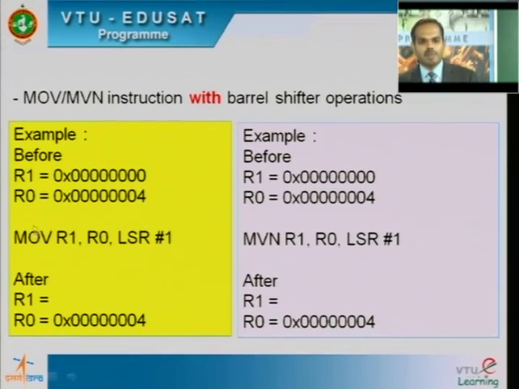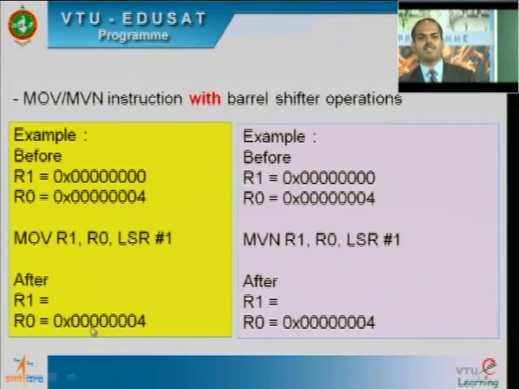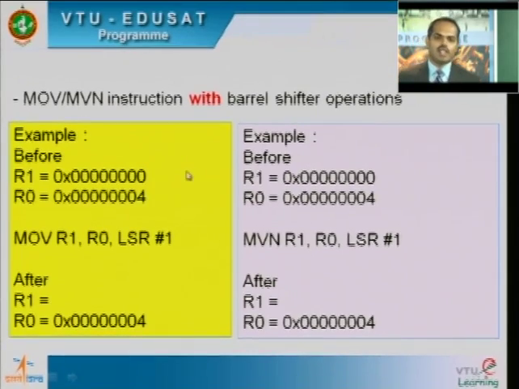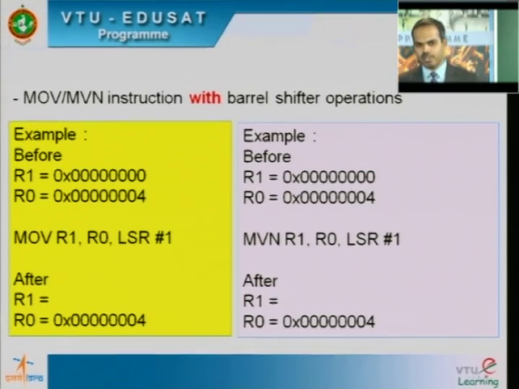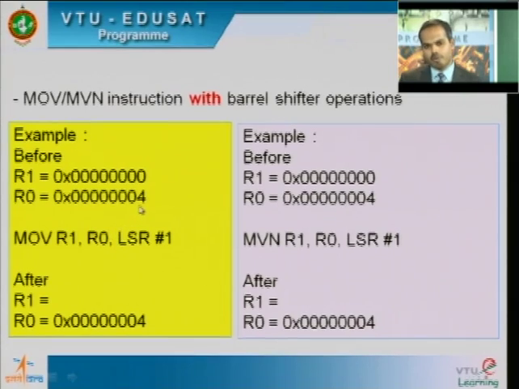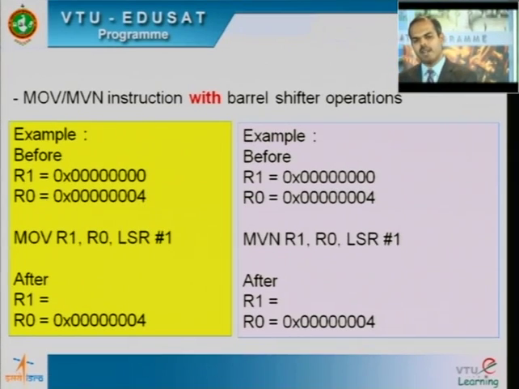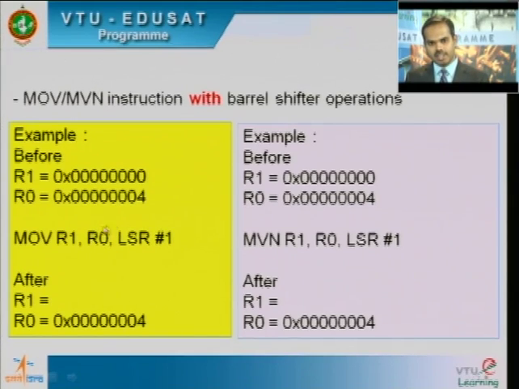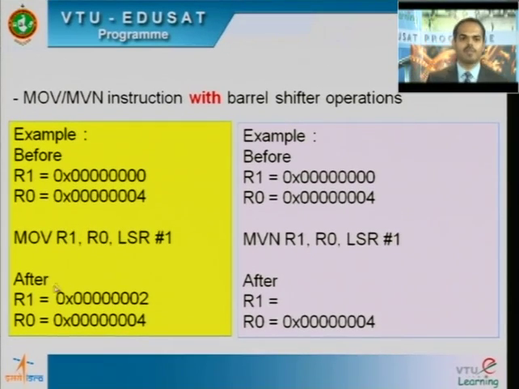In this case, before the execution of this instruction, R0 value is 4, R1 is 0. After the execution, R0 holds the same value as before. What will be the content of R1? Logical shift right by one position applies to register R0. R0 content is 4. 4 shifted one position right is divided by 2. The answer is 2. This whole R0 LSR 1 holds the value 2. This 2 gets transferred to R1. Hope this is clear.